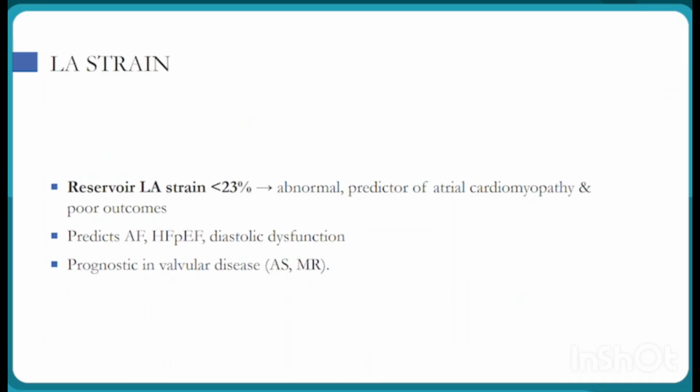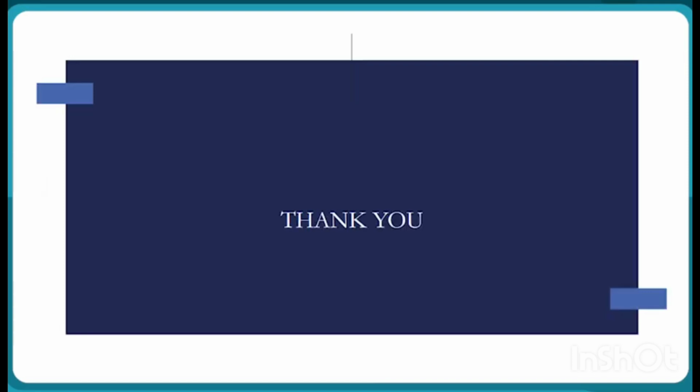The reservoir LA strain normally is about 40%. A reduction to less than 23% is abnormal, a predictor of an atrial cardiomyopathy, and is associated with poor outcomes. LA strain also predicts atrial fibrillation, heart failure with preserved ejection fraction and also diastolic dysfunction. And it is prognostic in valvular diseases like AS and MR.